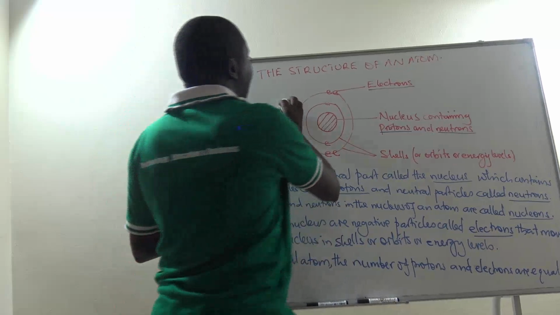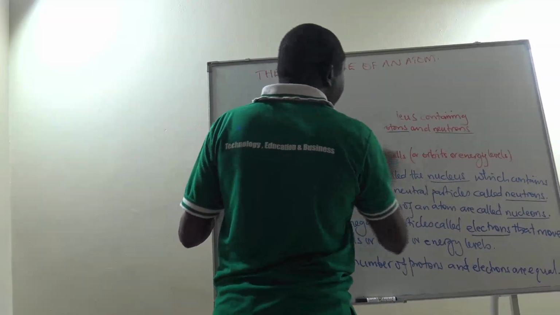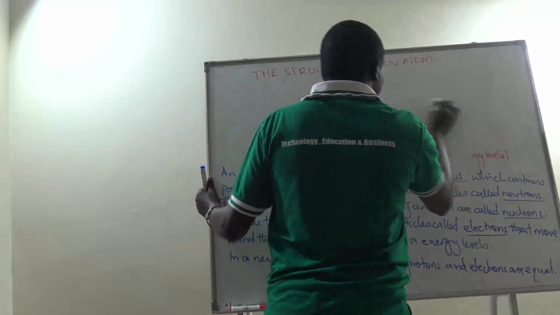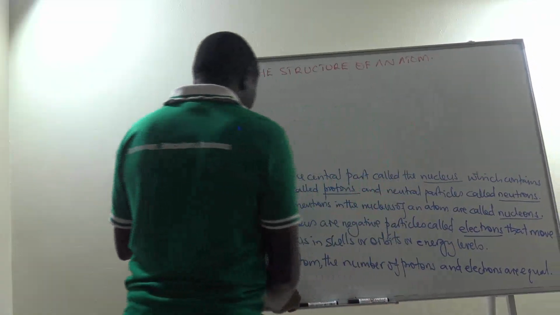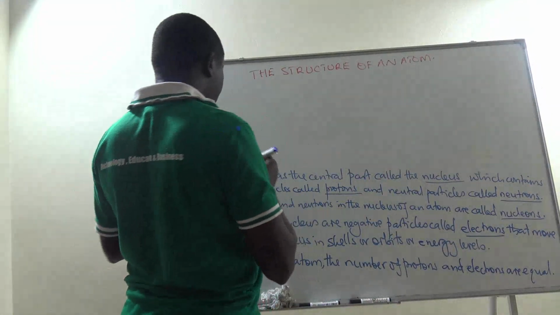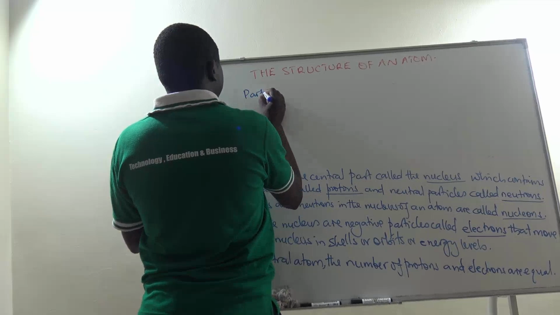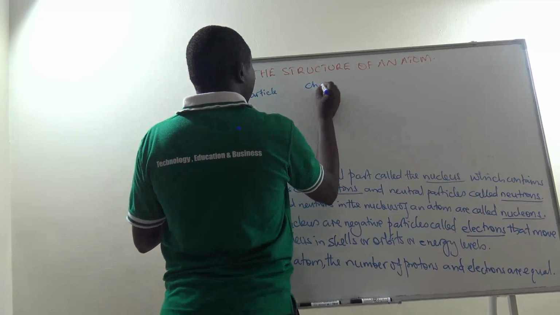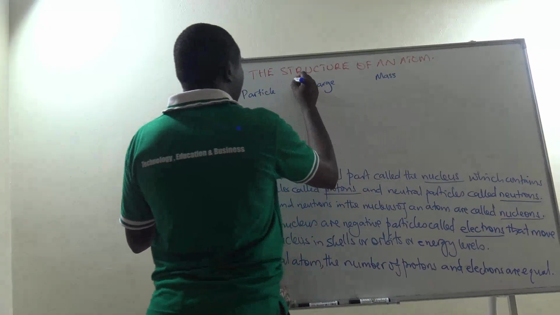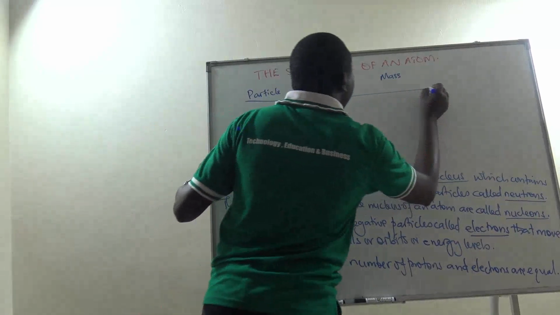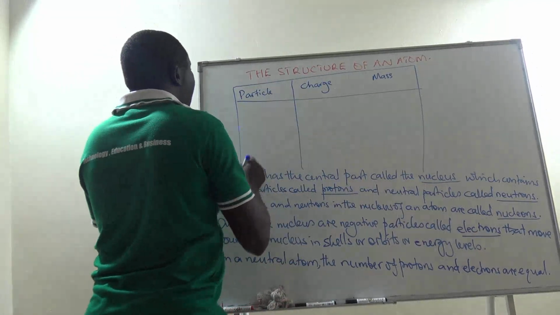So now let us look at this table containing the subatomic particles, and we are going to look at the charge on each subatomic particle, and then we also have to look at the mass of each subatomic particle. So let us look at the particle, the charge of each particle, and then the mass of each particle. And this one will catapult us to something else that we are going to see about an atom. Remember, we are still looking at an atom.